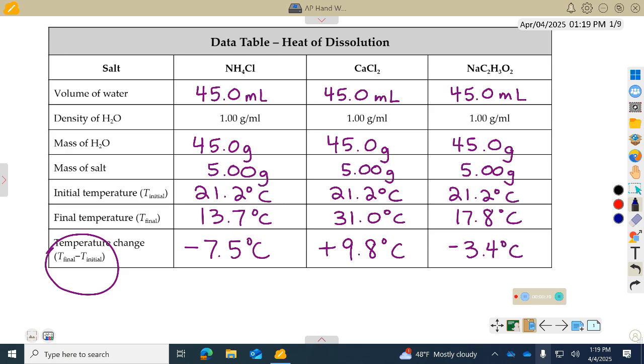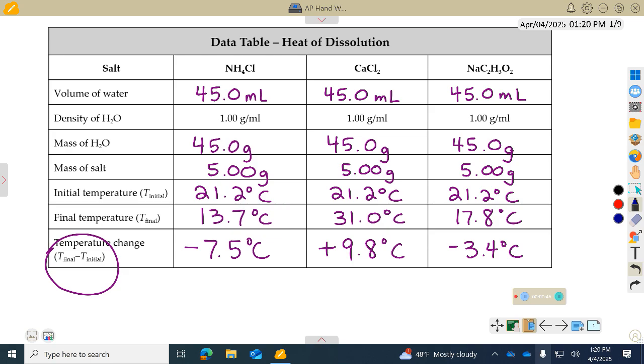Now, we all probably have about 45 milliliters of tap water that we put in a styrofoam cup. The density of water is 1 gram per milliliter, so the mass should be about 45 grams. We were supposed to use 5 grams of each solid salt. Again, you might have 5.01 or something similar, so you can do the calculations with whatever mass you measured.